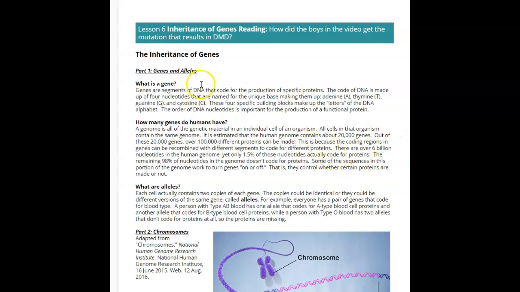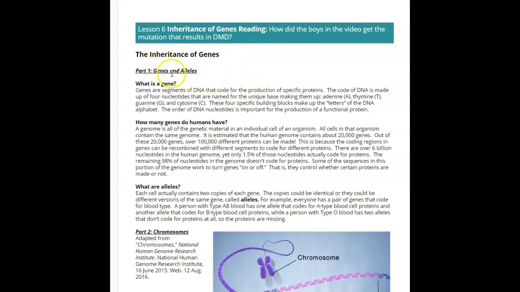Okay, I'm going to read this out loud so that you can follow along and take notes as I go in your student activity sheet, which can be found in the Nearpod slide. So, this is lesson 6, the inheritance of genes reading. And so how did the boys in the video get the mutation that resulted in DMD? So we're talking about the inheritance of genes.